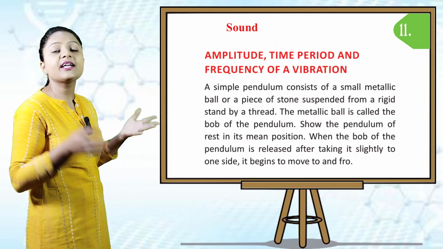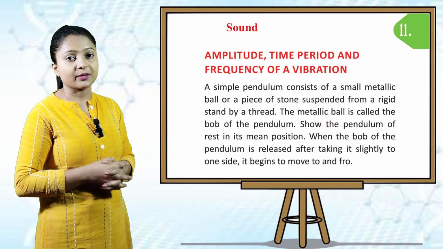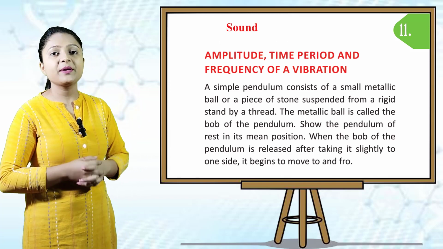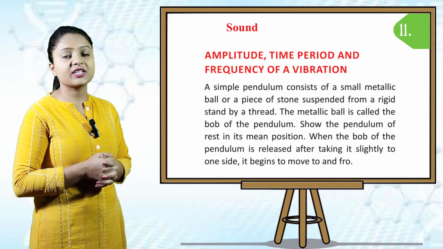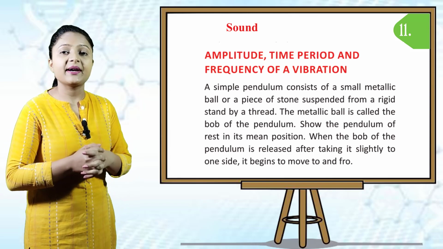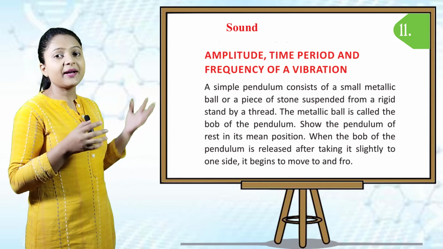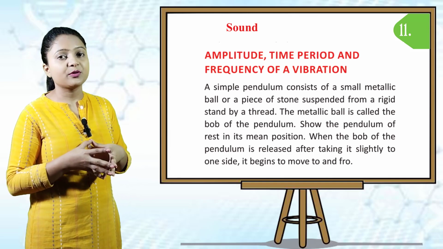Amplitude, time period, and frequency of a vibration. A simple pendulum consists of a small metallic ball or a piece of stone suspended from a rigid stand by a thread. The metallic ball is called the bob of the pendulum. Show the pendulum at rest in its mean position.